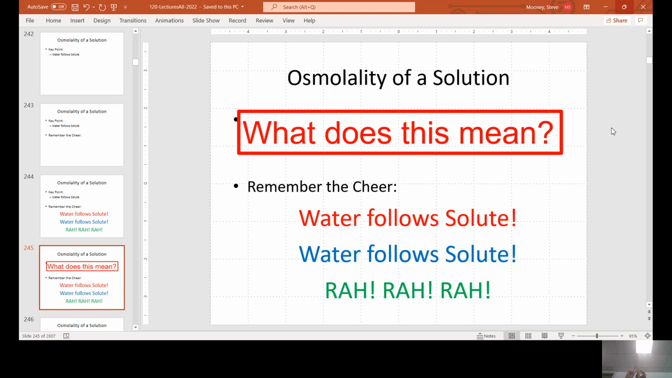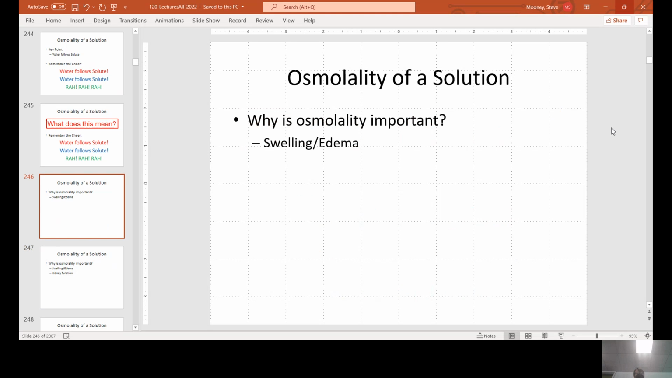There's only two places where it doesn't happen in the body. Everywhere else, water follows the solute. And we'll get to those. So why is this important? If we're dealing with swelling and edema, we have a local increase in solute outside the cell. In order to balance everything out, to reach equilibrium, to be everything isoosmotic, more water's got to move outside those cells. And when we do that, we get swelling or edema outside the cells, outside the blood vessels, and that can be a challenge to get rid of as you move forward.